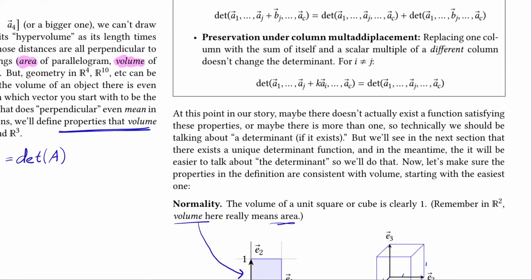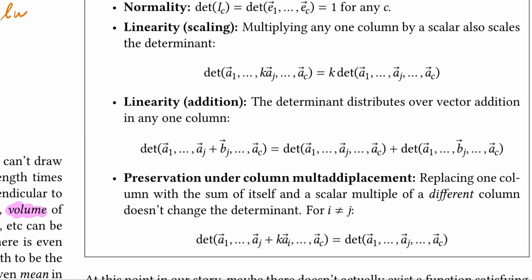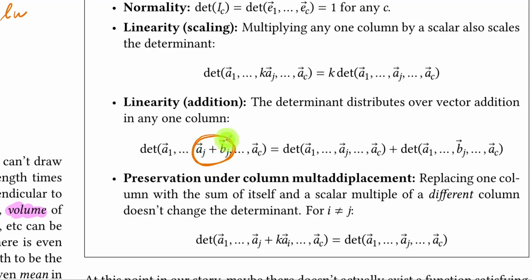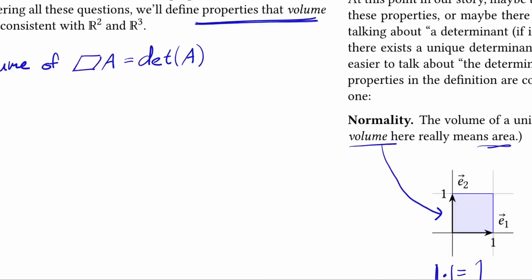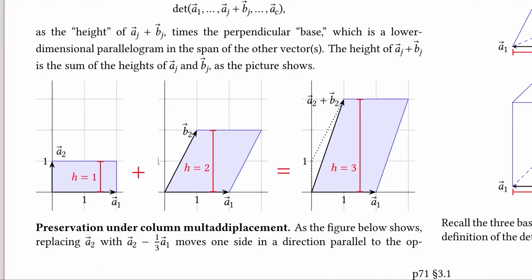Next, let's look at linearity with addition. Now, the determinant distributes over vector addition in any one column. So if you have a column that is the sum of these two columns, you can basically distribute the whole rest of the determinant over that. This one might look a little weird, maybe not as obvious as the other ones, but here's a picture of it. So let's say that this is A1 and A2 here.